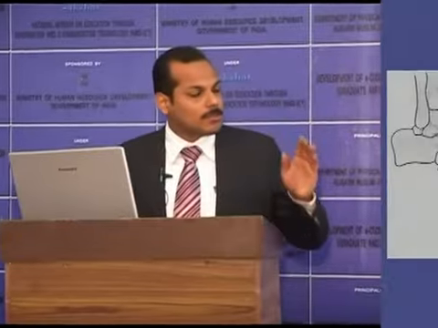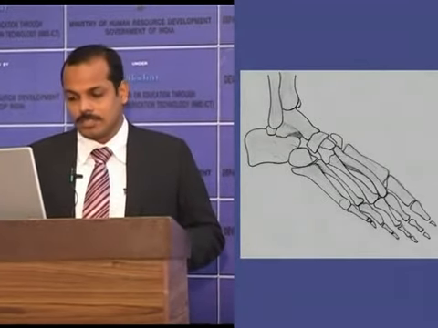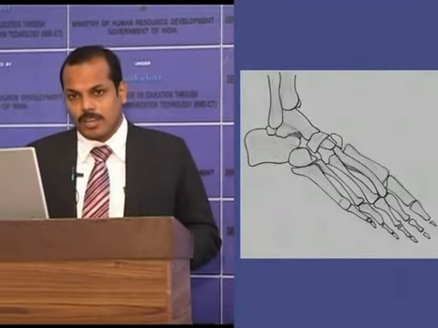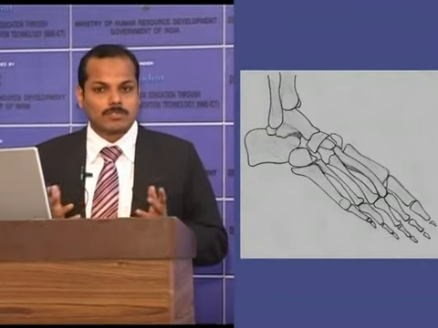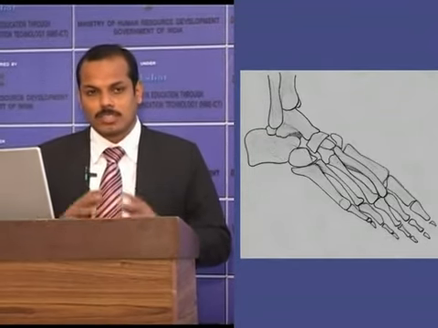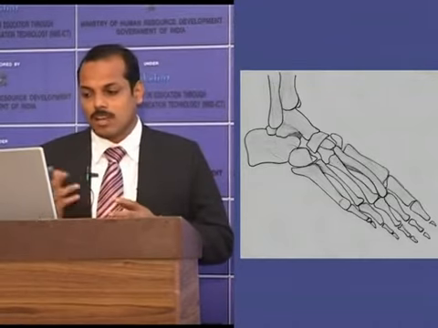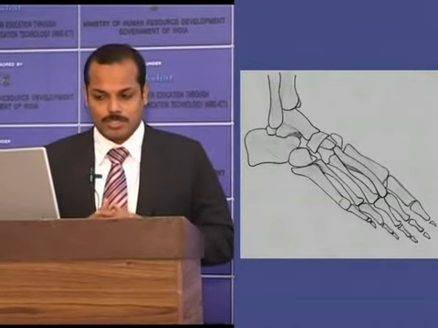Today we will be discussing the ankle and foot complex and its kinesiology. The ankle and foot is a complex of joints and bones. It contains around 28 bones, which make 25 joints.